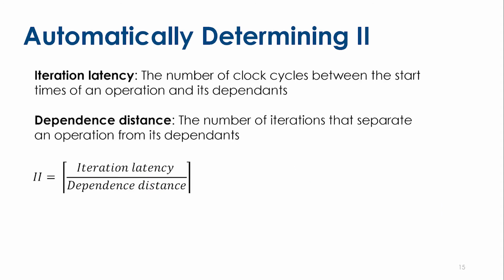In summary, there are two constraints that affect loop II. The iteration latency, which is the number of clock cycles between the start times of an operation and its dependence, and the dependence distance, which is the number of iterations that separate an operation from its dependence. A larger iteration latency can cause a larger minimum II, and a larger dependence distance can cause a smaller minimum II.